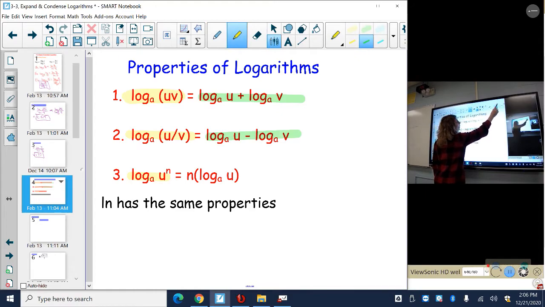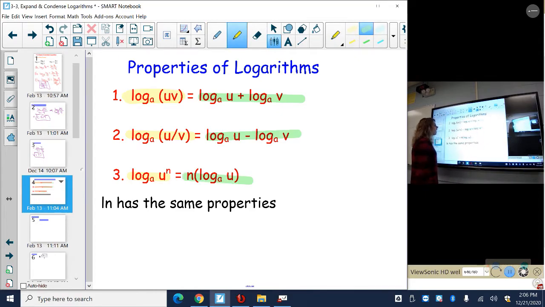Okay? Now, in log world, if your bases are attached by multiplication, that means addition. If they're attached by division, that means subtraction. If it is a power, then that means it's multiplication out in front. What do I mean? And FYI, super important, very, very important that you understand the natural log has exactly the same properties.